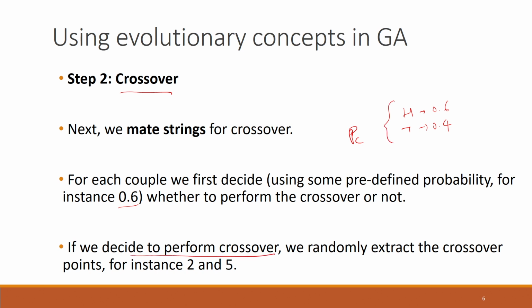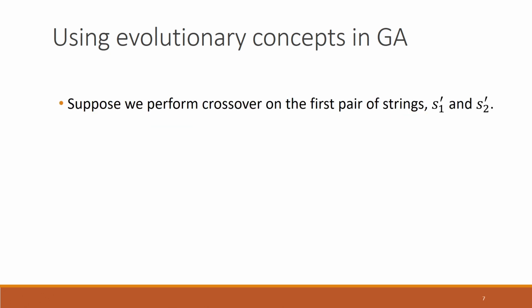So, suppose for a given pair of strings we decide to do crossover after flipping the coin, then we need to decide how to do this crossover, that is, how to generate the new strings, or offspring strings, or the child strings. In order to do that we need to decide some crossover points in the strings. So, we will randomly extract the crossover points. For example, suppose these two are the crossover points 2 and 5. Let us see what we mean here.